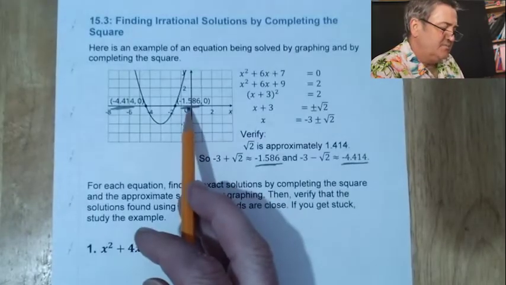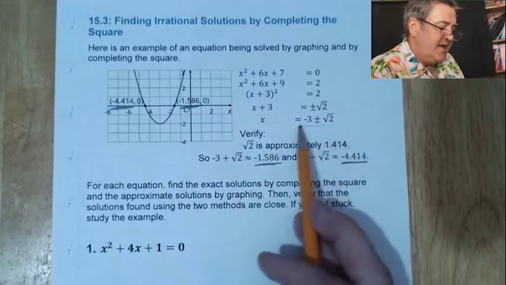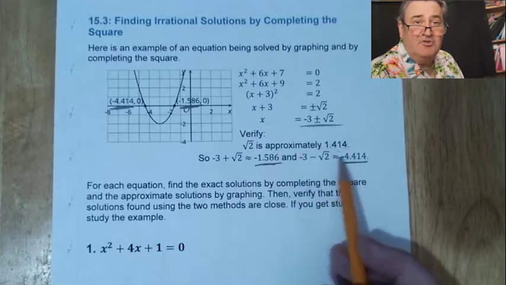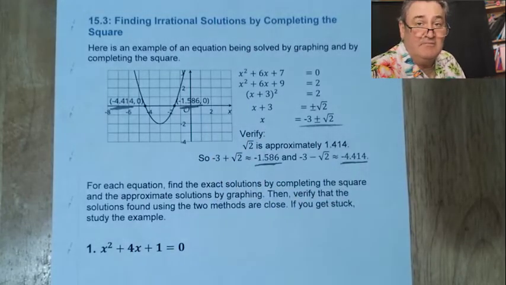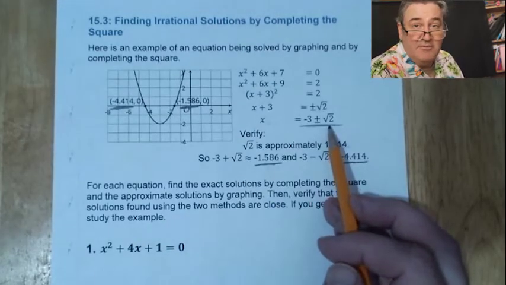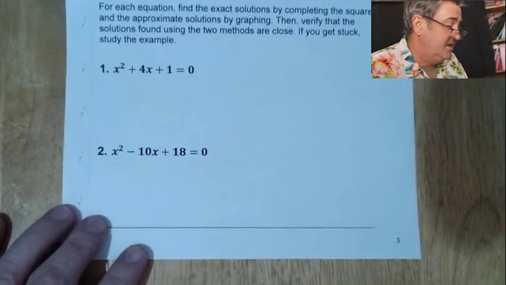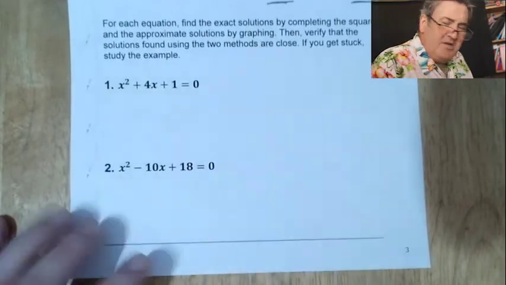Again, this is approximate. This is exact. This is not rounded. Now, we rounded it to check the graph, but square root of 2 is not a rounded number because it continues on. If you change it to a decimal, it becomes a rounded number.